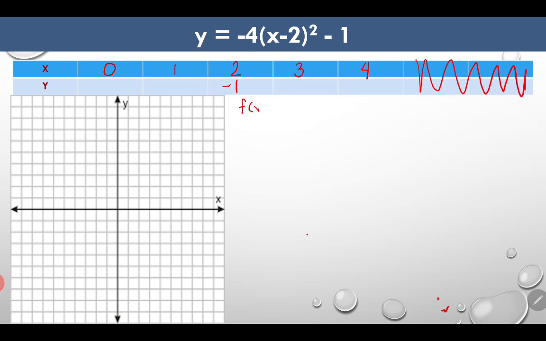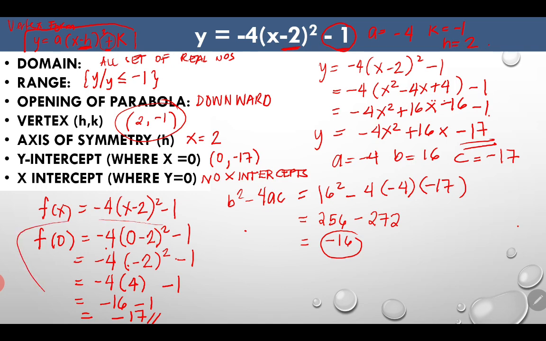But this time, let us use f of x is equal to negative 4 times quantity x minus 2 squared minus 1. So, lahat ng value ng x, hahanapin natin yung y, gamit yung value ng x. Let us start sa f of 0. I think we solved this kanina. The answer was negative 17. Diba? Diyan yung y-intercept eh. Ito yung solution, no? Diba? Okay? Now, let us try.